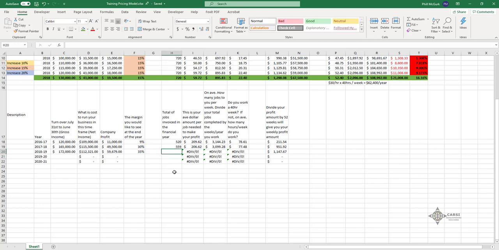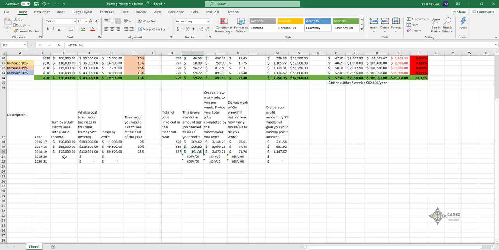How many jobs did you do? Let's say you did 587 jobs. So it cost you $191 per job, $2,870 per week, or $71.76 per hour, with a weekly profit of $1,147.67. So see how you can do that?